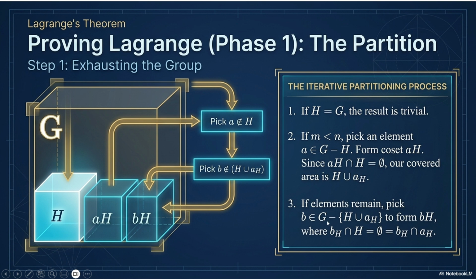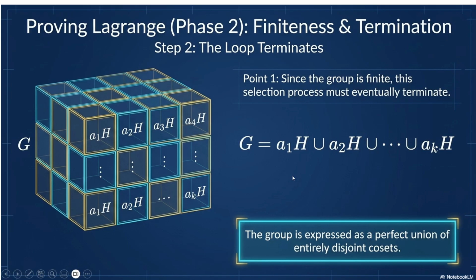If b is an element which is not in H or aH but in G, form coset bH. Then bH intersection H will be empty and also bH intersection aH will also be empty because b is not an element of H nor an element of aH. If there are more elements, I can write G as a1H union a2H union etc. akH.